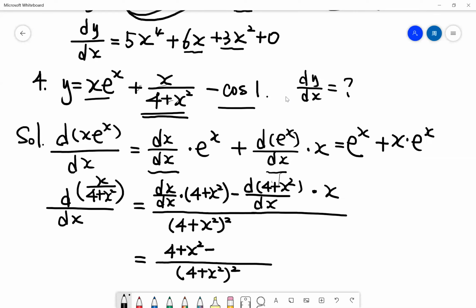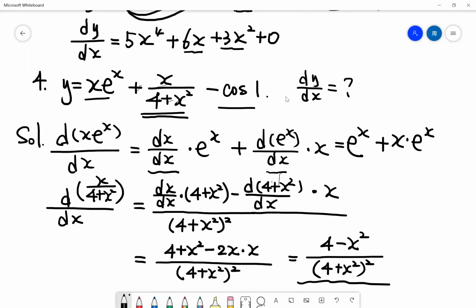We differentiate, equals 0 plus 2x. And we don't have to write 0, right? So that is 2x times x. So here, this part, that is 2x squared. So we have the result that is 4 minus x squared, inside, by 4 plus x squared, outside squared. So the result for the second part is this function. We use the quotient rule.